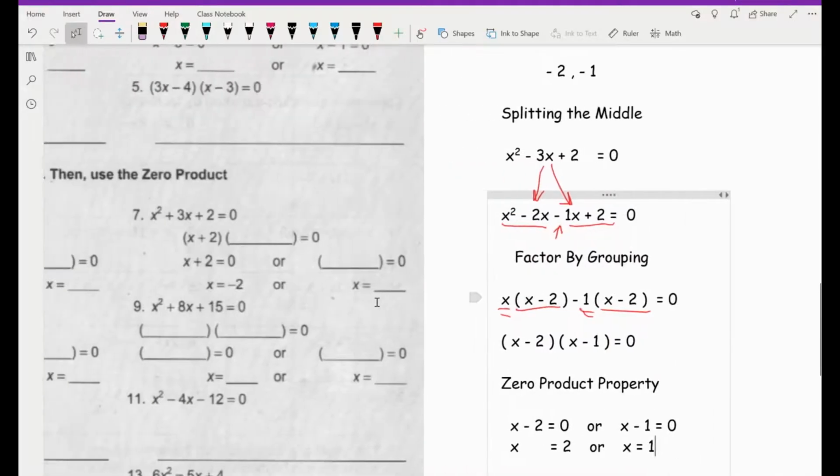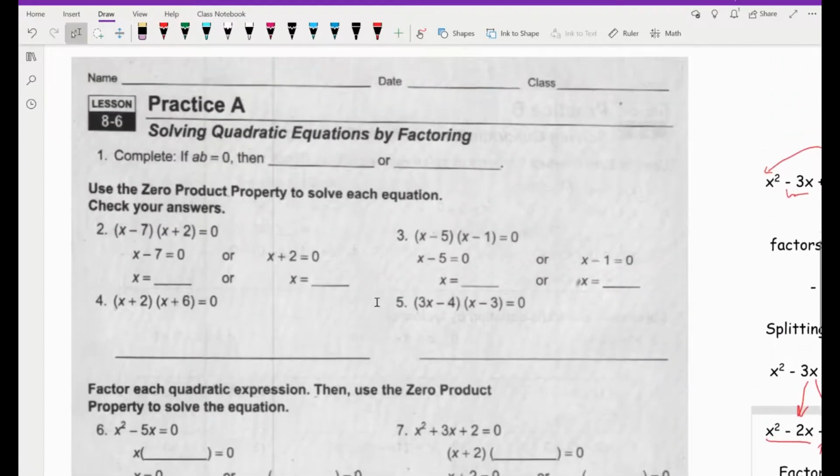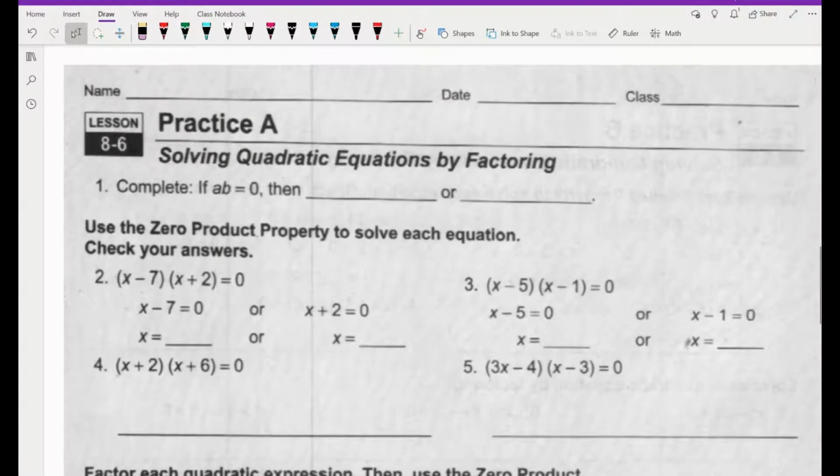Now let's look at the homework. Number 1, complete. If a times b equals 0, then we're using the zero product property. We're just setting each part equal to 0. We're going to set a equal to 0, and then b equal to 0.